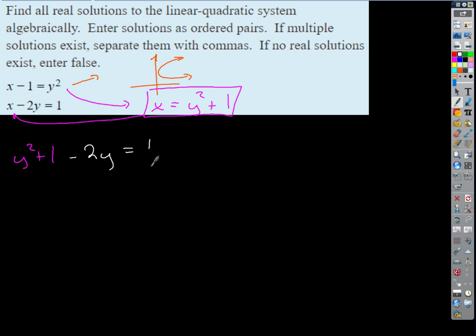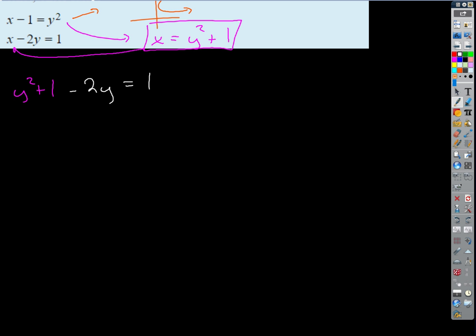Okay, so it's not being taken to a power, and it's not being multiplied by anything, right? So I don't need to. So now, all I've got to do is put that into standard form. That's pretty easy. I'll just subtract 1 from both sides, and I get y squared minus 2y equals 0. That's an easy one, right?